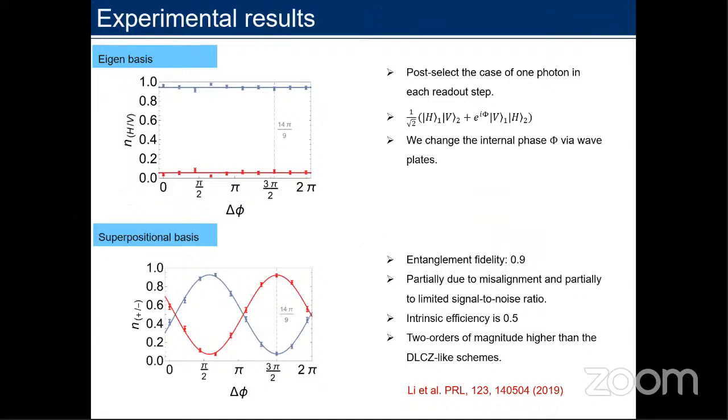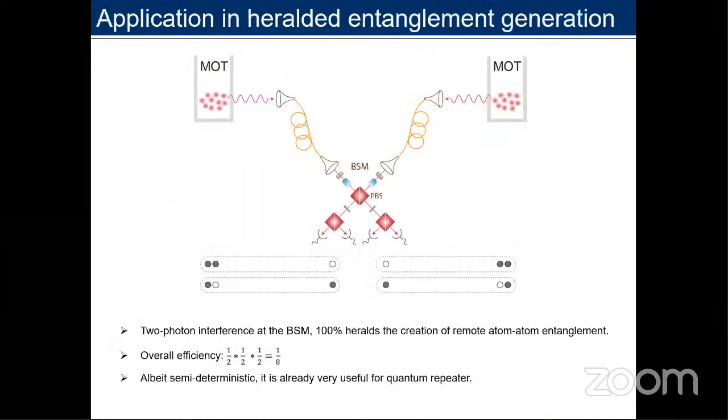This is the result for entanglement generation. The top plot is in the eigenbasis, and the bottom plot is in the superposition basis. The estimated entanglement fidelity is about 0.9, which is mainly limited by misalignment and noise in the detection channels. The scheme has an intrinsic efficiency of 0.5, which is significantly better than the traditional DLCZ protocol.